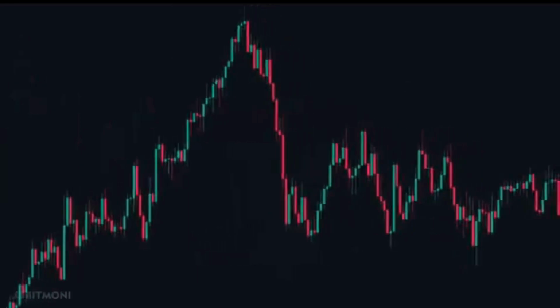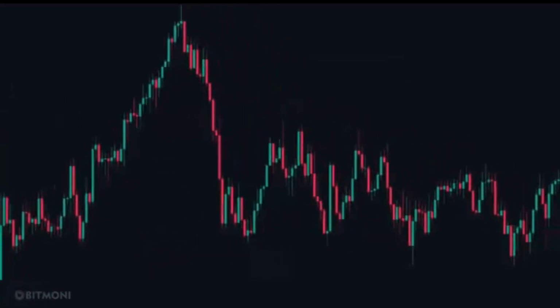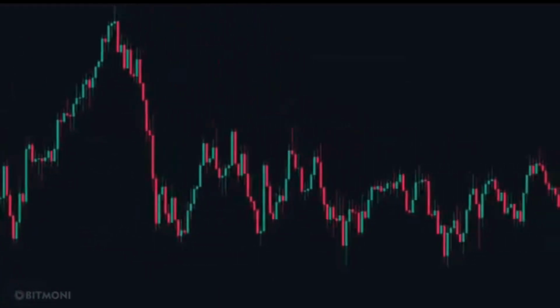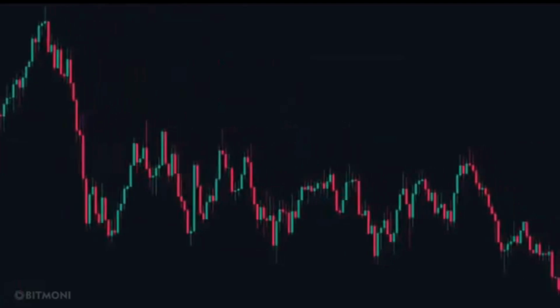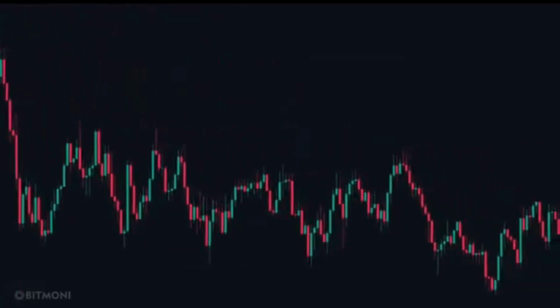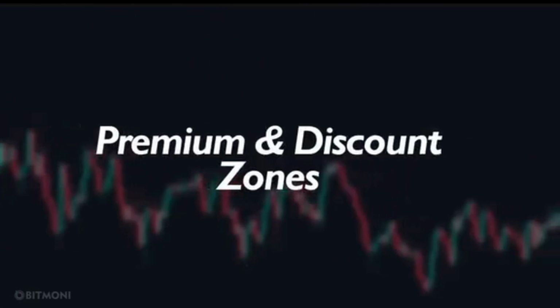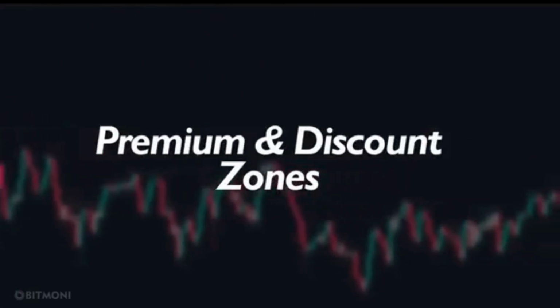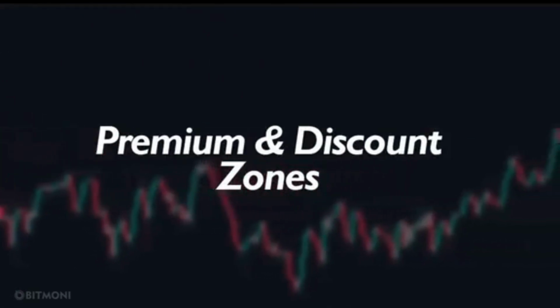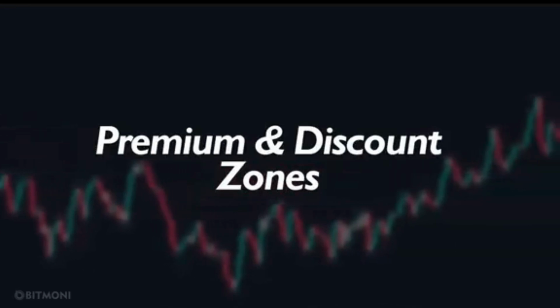The truth is that there are different ways to figure out inducements in the market. But based on my experience in the market, one of the easiest and most effective ways is by applying the concept of premium and discount zones, using the Fibonacci retracement tool. Let me give you an illustration.